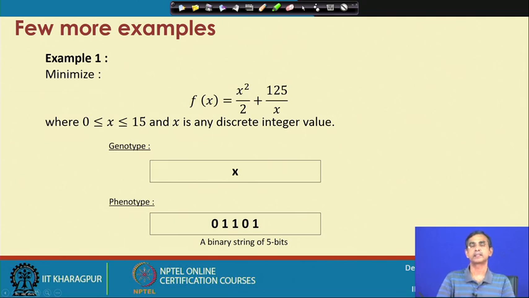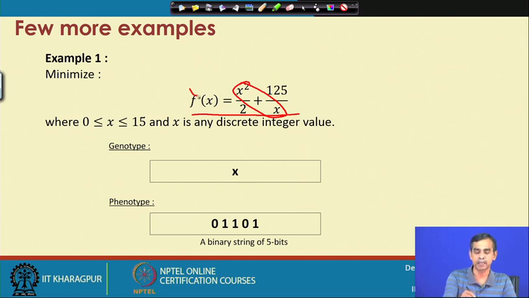Now, let us practice this concept with a few more examples. I want to give one simple example here. Suppose this is an optimization problem where the objective function is to minimize x square by 2 plus 125 by x. That means, we have to search for the values of x for which this function f(x) has the minimum value, and suppose the range is x greater than or equal to 0 and less than or equal to 15, and x is any discrete integer value, that means 0, 1, 2, 3, not real values.